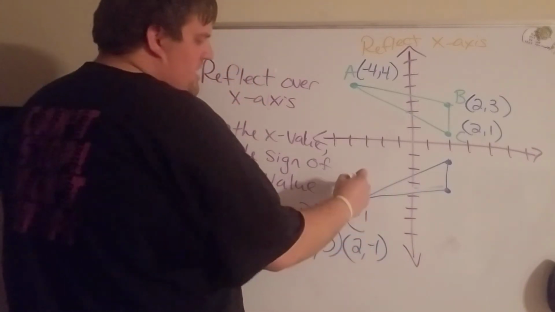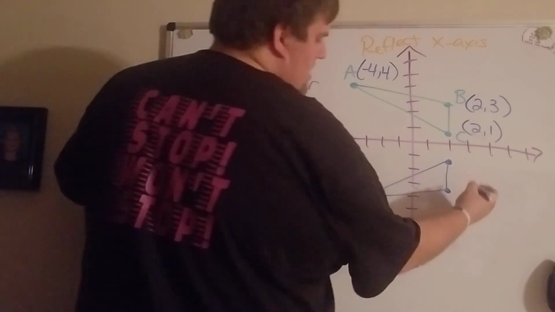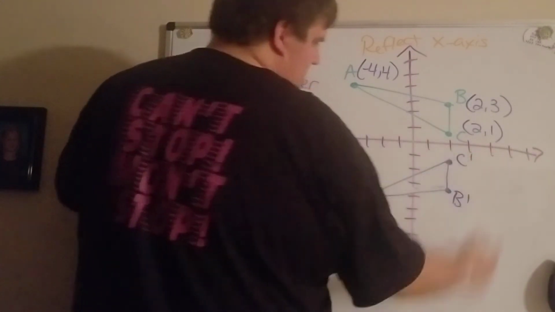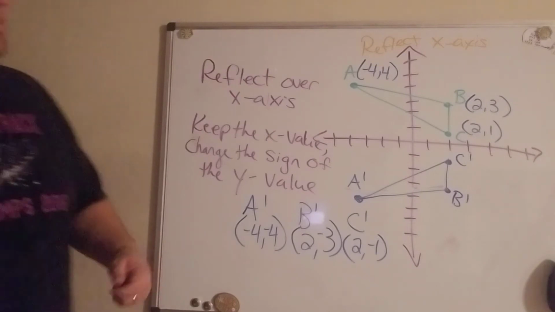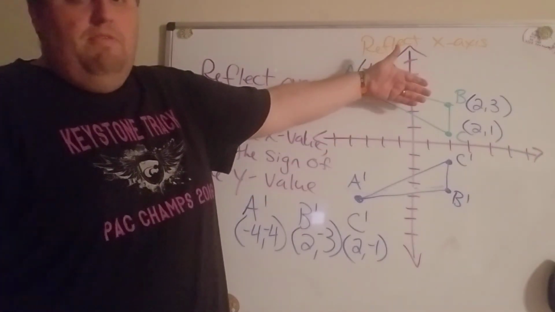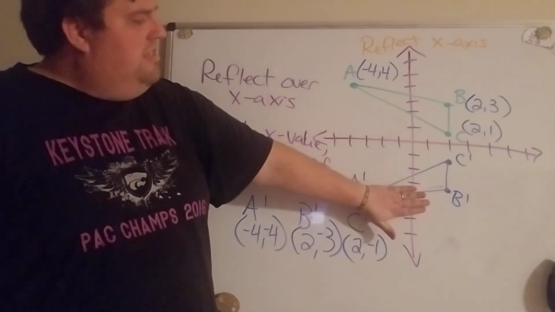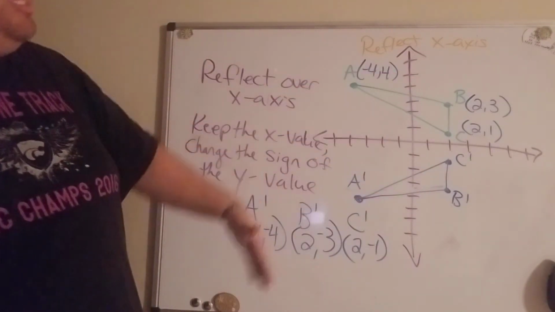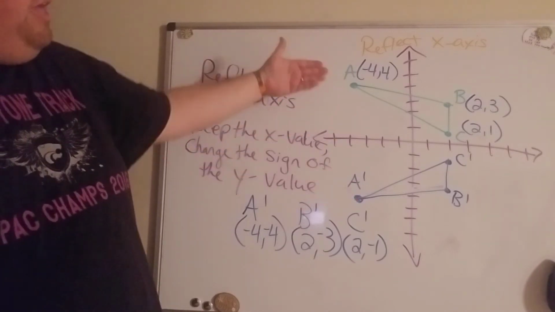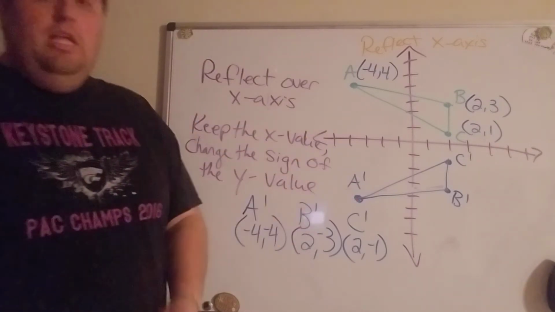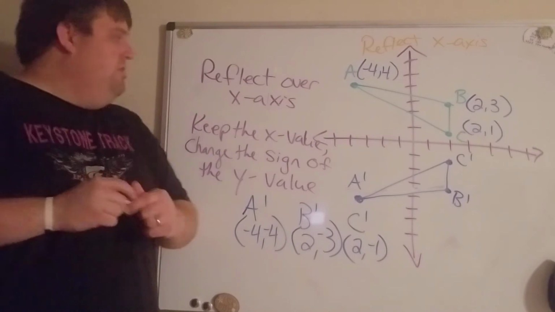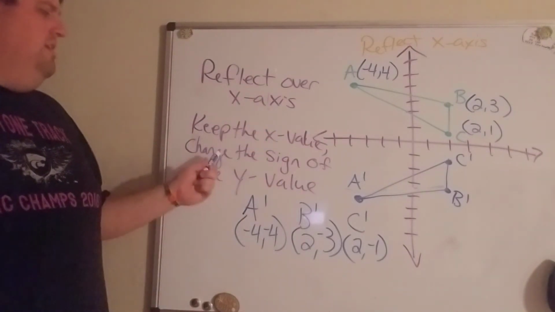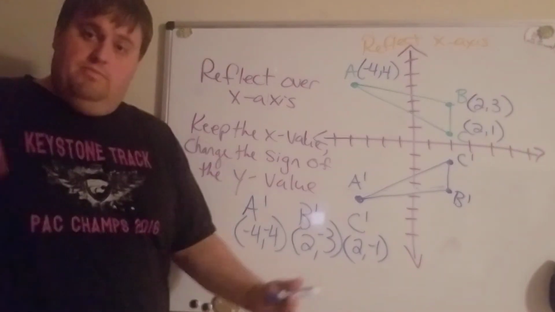So this is where you've got to be careful here. This is A prime. This is B prime. This is C prime, right? It kind of looks confusing, but you can see that if you fold this over the x-axis, those two should match up perfectly. C on top of C prime, B on top of B prime, A on top of A prime. That's how reflection works. So if I go over the x-axis, the x value stays the same. You change the sign on all the y values. That's it.